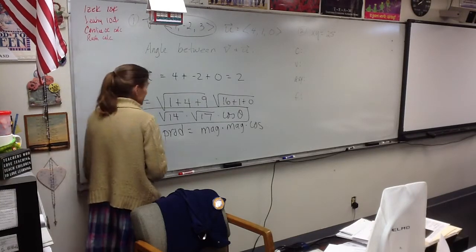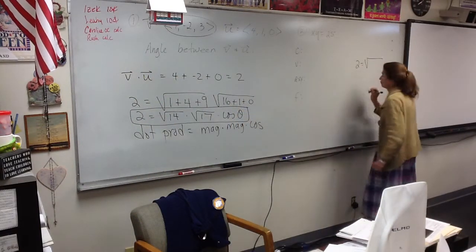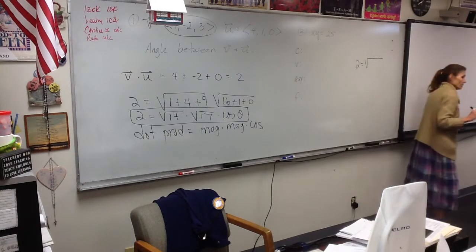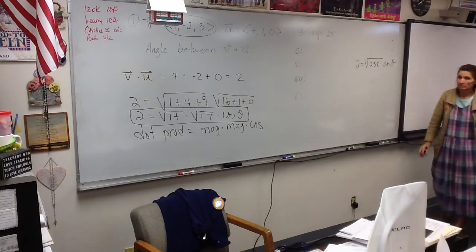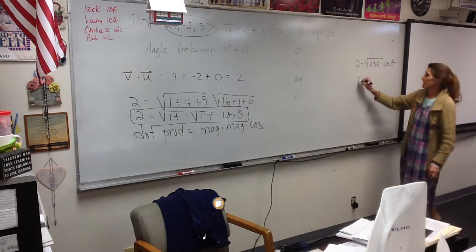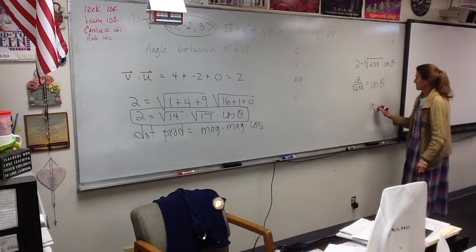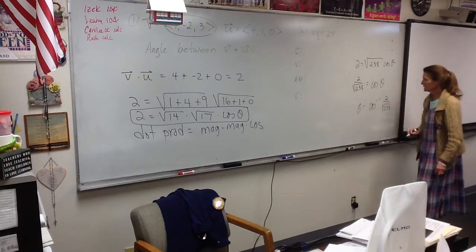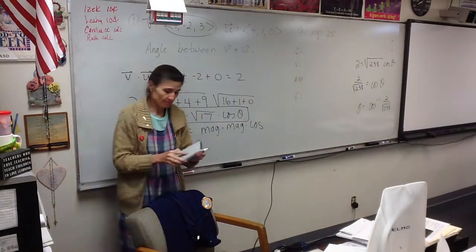What's root 14 times root 17? Square root of 238. Now what do I do? Divide. And then what do I do? Inverse cosine. So if I take the inverse cosine of 2 over root 238, I will get the answer to my question. So I will do that.